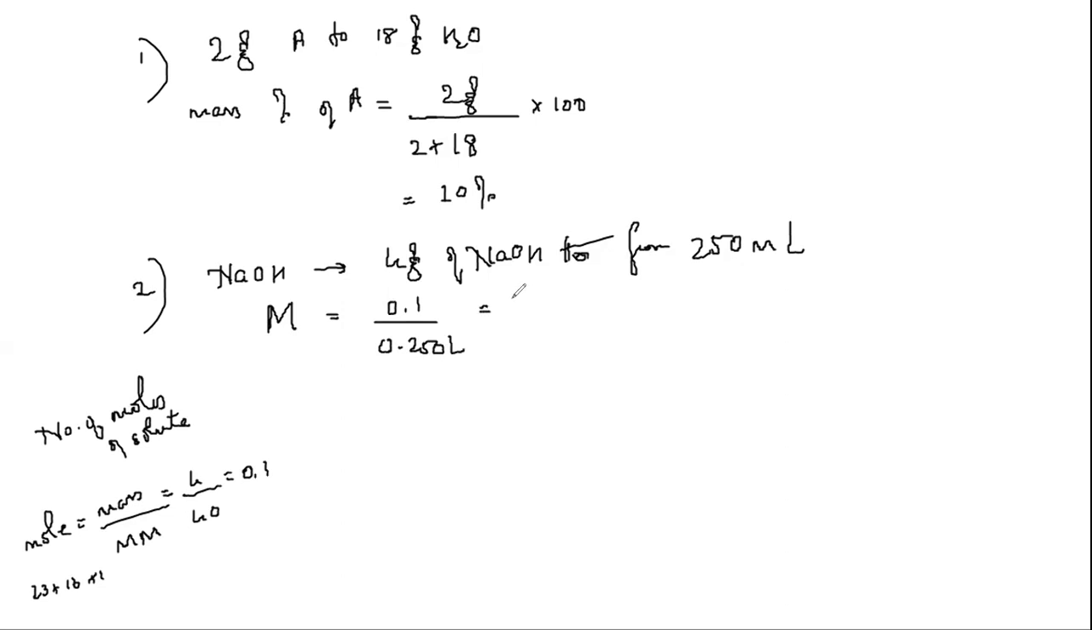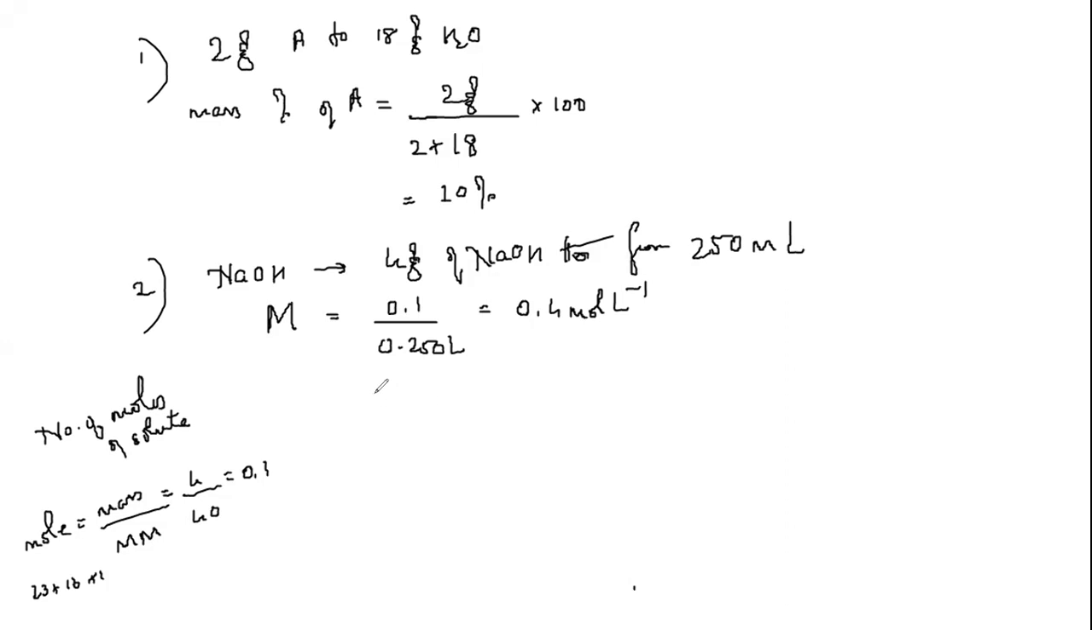So what do I get? I get 0.1 divided by 0.250. So 100 by 250 is nothing but 0.4 moles per liter. So this is how we calculate molarity. Molarity, please remember, depends upon the temperature because volume is temperature dependent. Yes. Another question.